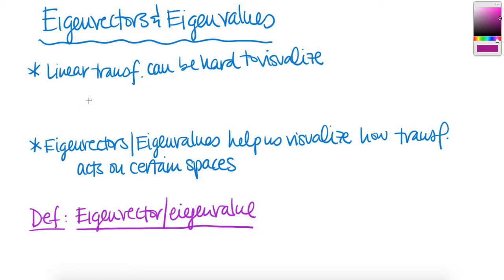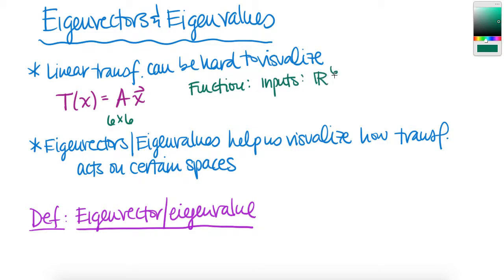Let's say we have a transformation T. One way we can view a linear transformation is you put in a vector, and what the function does is it multiplies by a matrix A. Let's say that matrix is a 6 by 6. That means we have a function where the inputs are from R6 and the outputs are also in R6. So that's like 12 dimensions total that we would have to visualize.